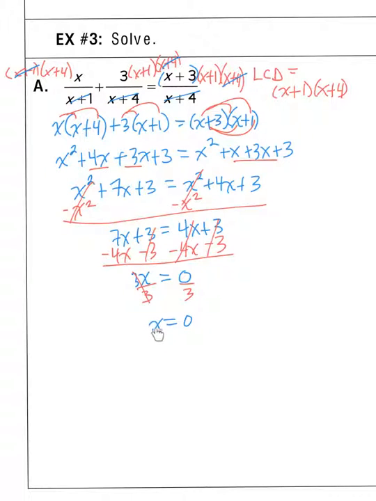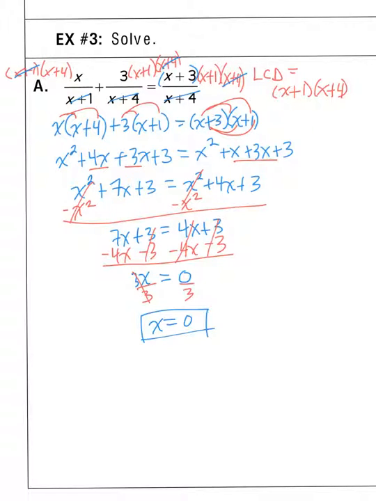So then you want to check it. So when you check it, you're going to put x back in up here. So 0 over anything is 0. Then put it in here, so you got 3/4. So 0 plus 3/4 is 3/4. Put your zeros in here and you get 3/4. So 3/4 does equal 3/4.